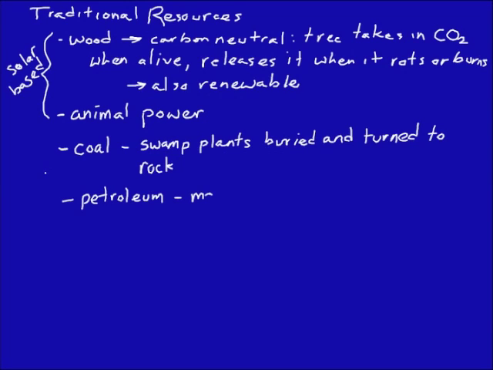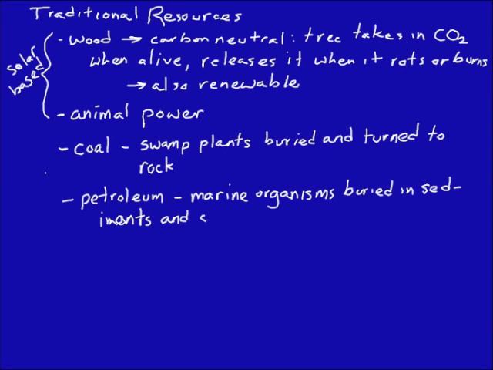Now, a couple of other traditional resources are coal and petroleum. Coal is made from swamp plants buried and turned to rock. Petroleum is made from marine organisms buried in sediments and cooked into oil. These are also solar-based, but on a very, very long term. They're stored sunshine and carbon that formed usually millions of years ago.